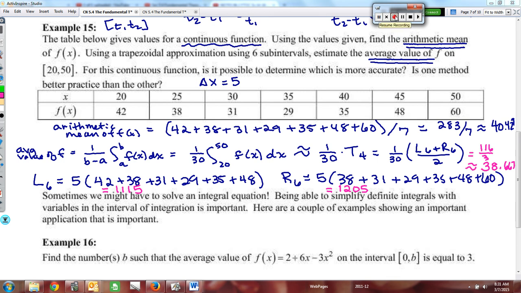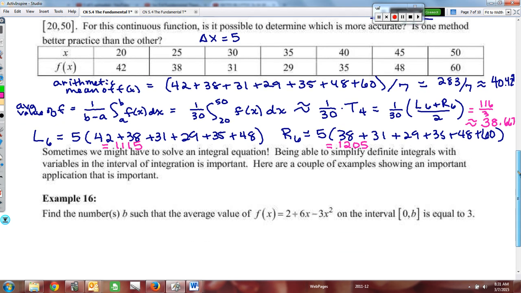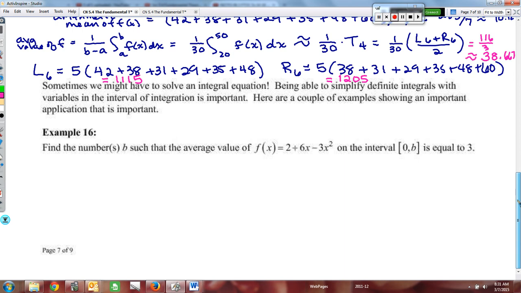Okay, now looking at the next example, the idea that we can use the fundamental theorem of calculus, where we end up with a function instead of having values that you're actually going to calculate, is going to be important. You want to be able to work with these integrals as formulas as well. So let's look at example 16.